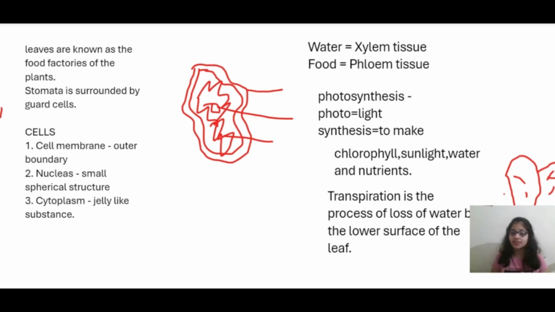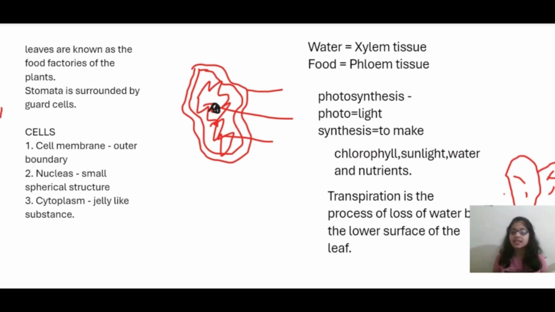Next, coming to the third one, which is cytoplasm. Cytoplasm is a jelly-like substance which is surrounded all around the nucleus. Over here, when we see, this is the outer boundary, which is the cell membrane, and this small spherical structure which I have colored in black is the nucleus, and around it is surrounded by cytoplasm.